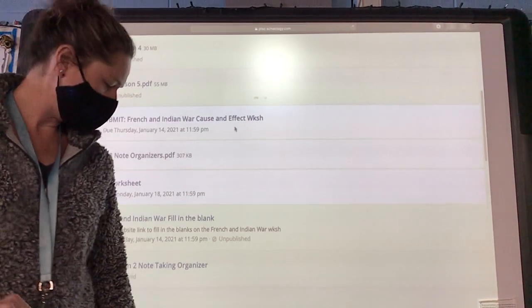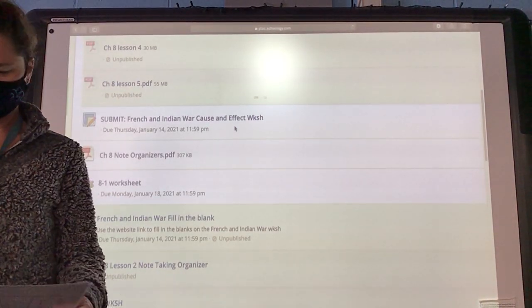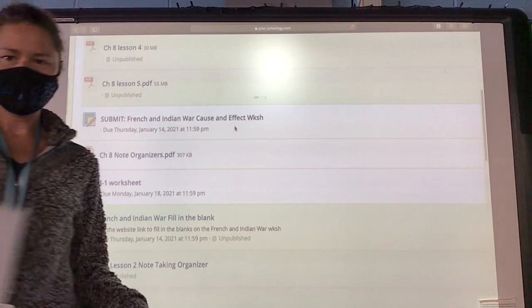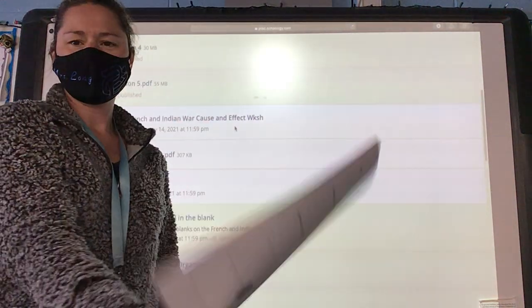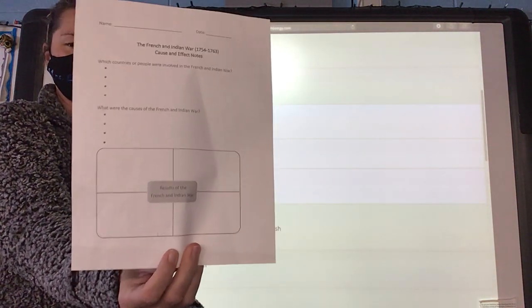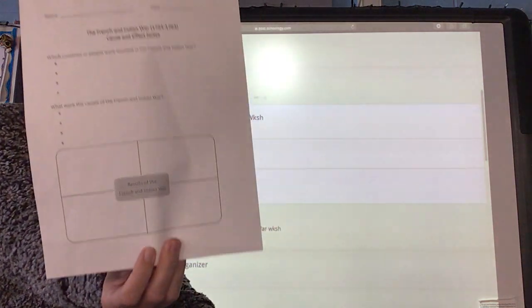Social studies today. You need to get out this worksheet. We're going to look at this. Oops, it's upside down. There we go. That one. This one you were supposed to submit on Wednesday.